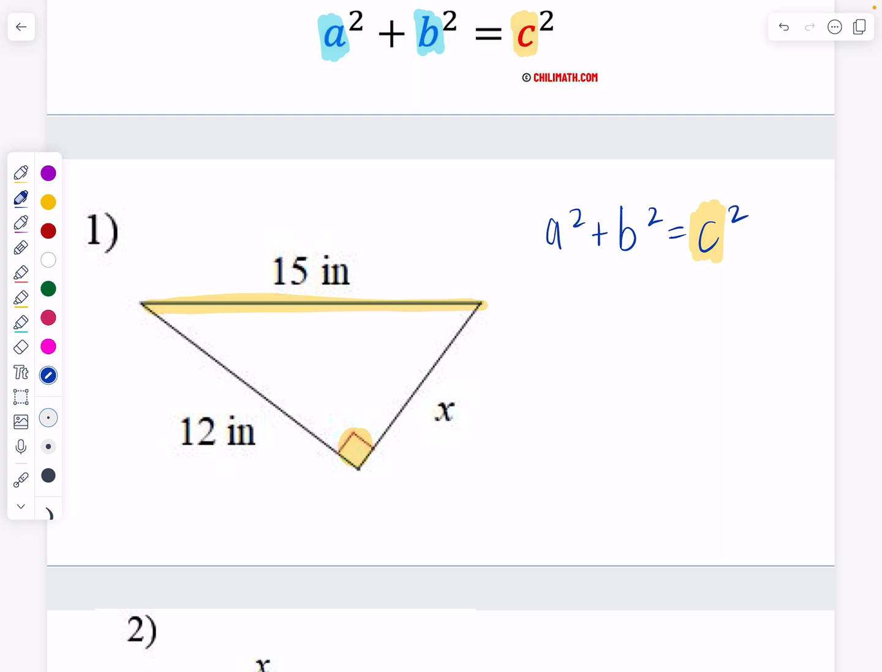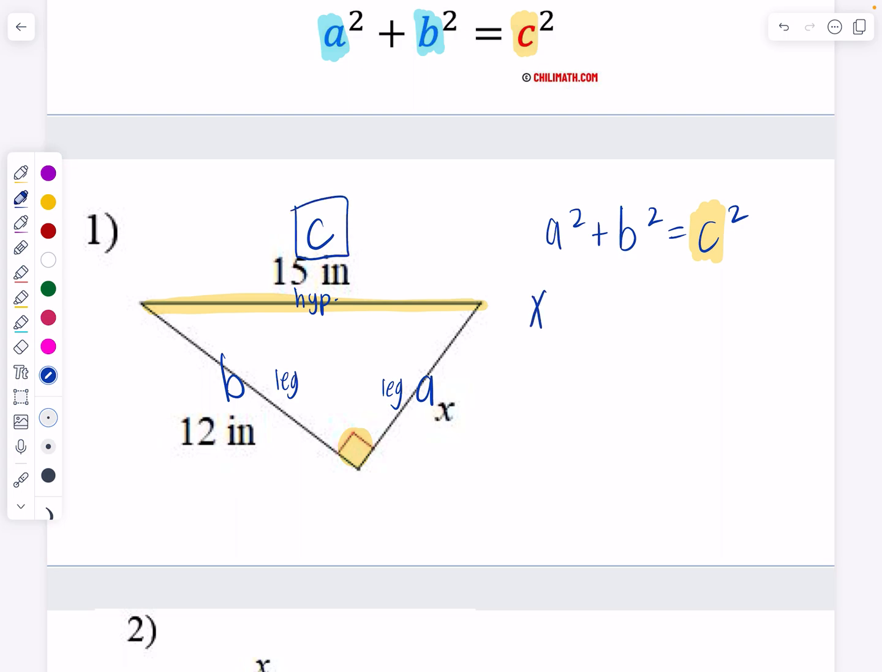It doesn't matter which leg you label A, and it doesn't matter which leg you label B, but you have to label the hypotenuse C. So this is our hypotenuse, and then these are our legs. This is a leg, and this is a leg. Okay? And we're just going to plug that into Pythagorean theorem. I could have labeled this one B, and this one A, and it would have been just fine either way, as long as this one is C every time. So let's plug that in.